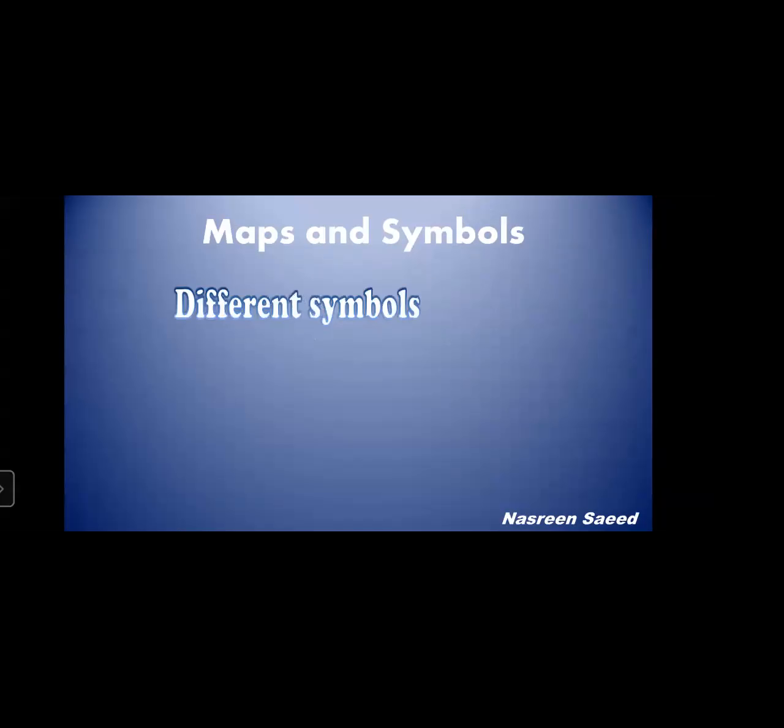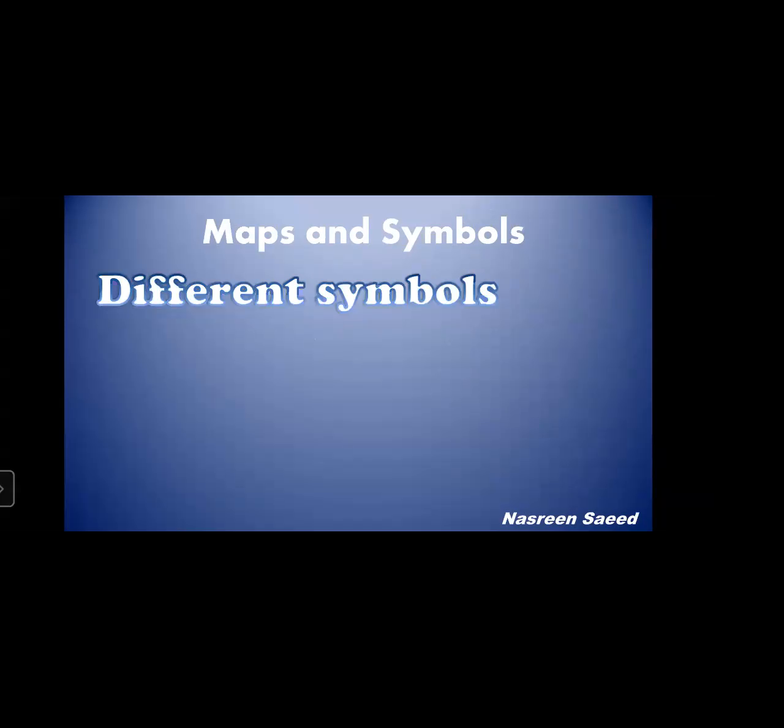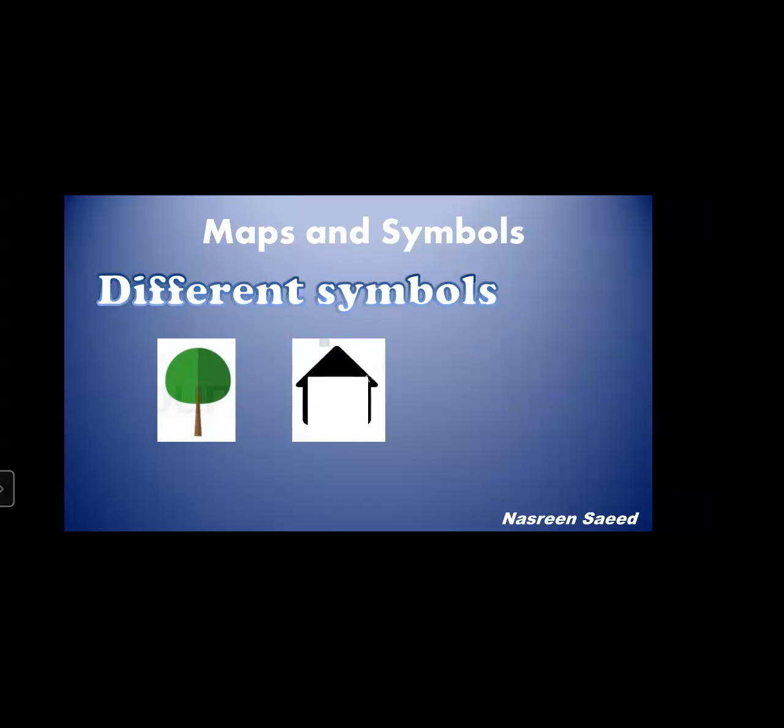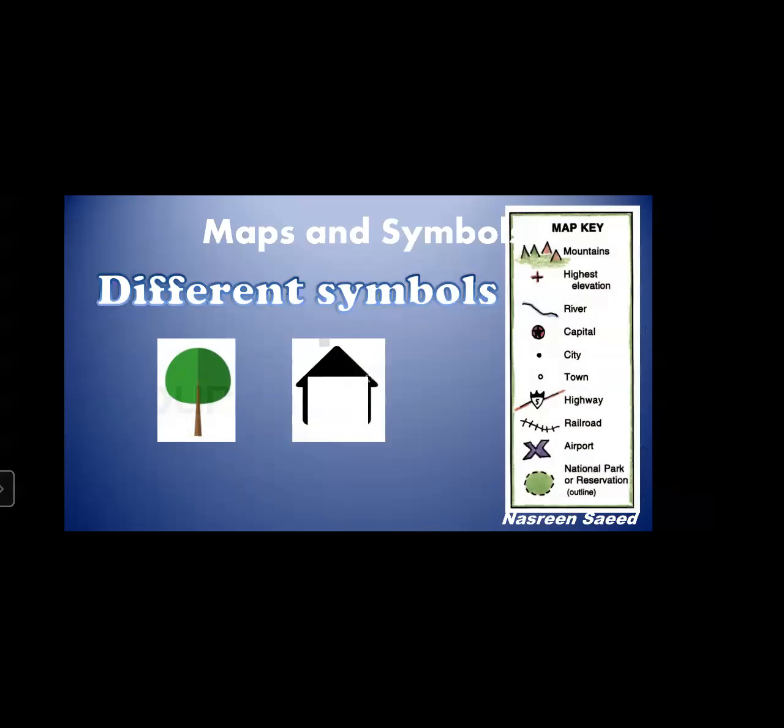Now we use different symbols while making the sketch. Now this symbol is for house, this symbol is for tree. So to convert a sketch into a map, we need to show the directions and include an index, a title and a scale. That we know we are going to do, and different symbols are also to be used, like mountains, and we have to give a cue also that this triangle is showing a mountain, this plus is showing highest elevation, the circle is showing town, the X is showing airport. So we have to use different symbols.